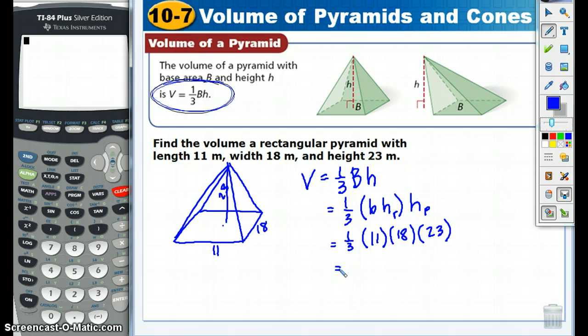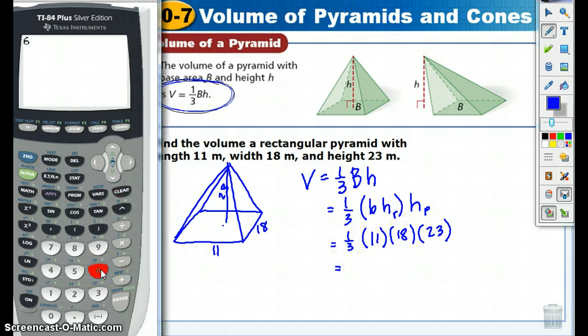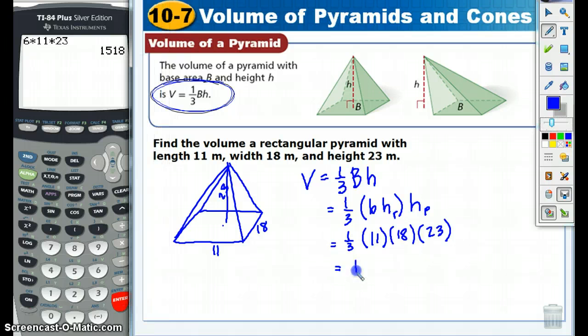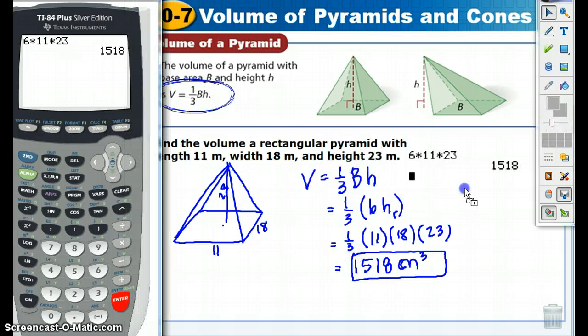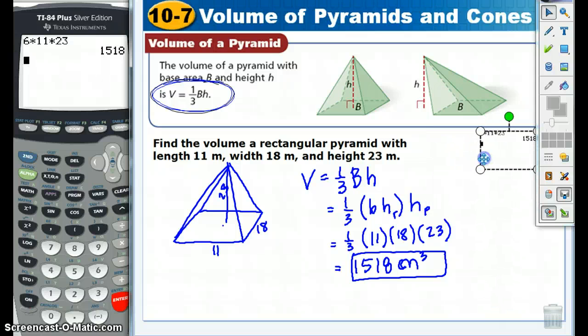I'm going to do one of these in my head here. I can take 1/3 of 18 and do that very easily and make that 6 times 11 times, what was the other one? 23. And indeed, there it is, 1518. And remember, volume is cubic. So there we have it. So that's how we use the formula. I'm going to go ahead and put a copy of this here just so you can see it. There you go. That's how we got the answer.